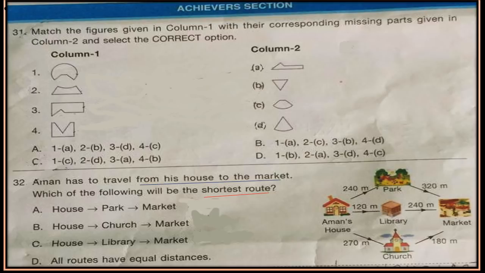Question 32. Aman has to travel from his house to the market. Which of the following will be the shortest route? So Aman is traveling from his house to the market. You have to calculate the shortest route given in options A, B, C and D.